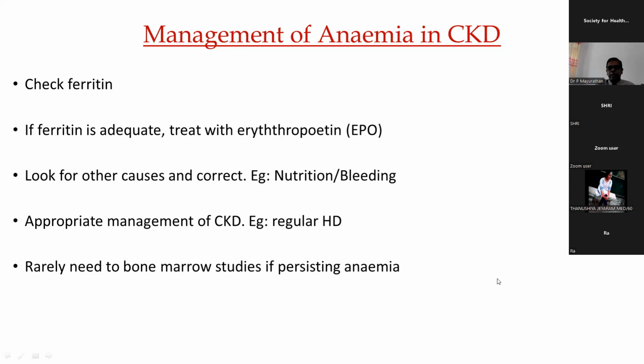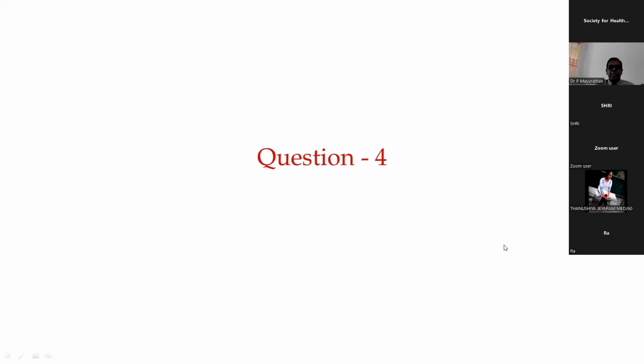So anemia in your patients, for example, it could be bone marrow fibrosis, or it could be pure red cell aplasia. Those are very rare possibilities that should be considered at last. Before that, we have to correct all other possible causes for anemia in our patients.